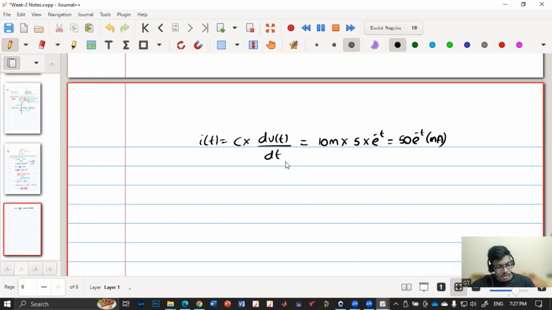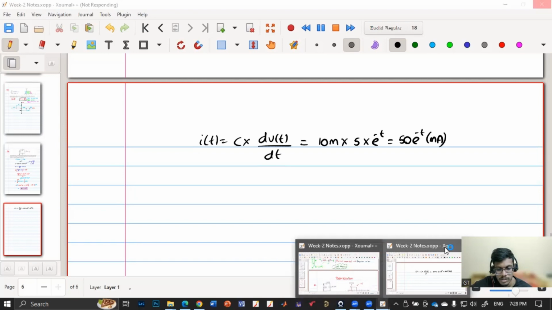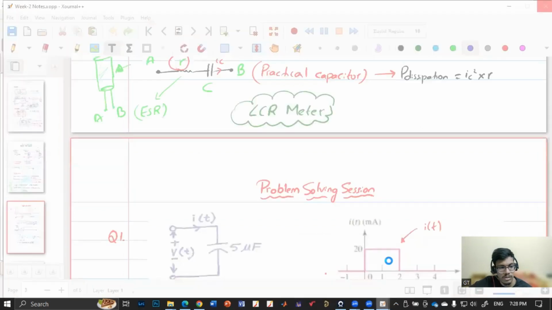Now I want to calculate the energy. So the energy is given by the integral of power. It is again causing issue. In the meantime, you just calculate the energy, which is the integral of p dt. So integral p dt is what? I squared R dt, right? Can you quickly calculate it?